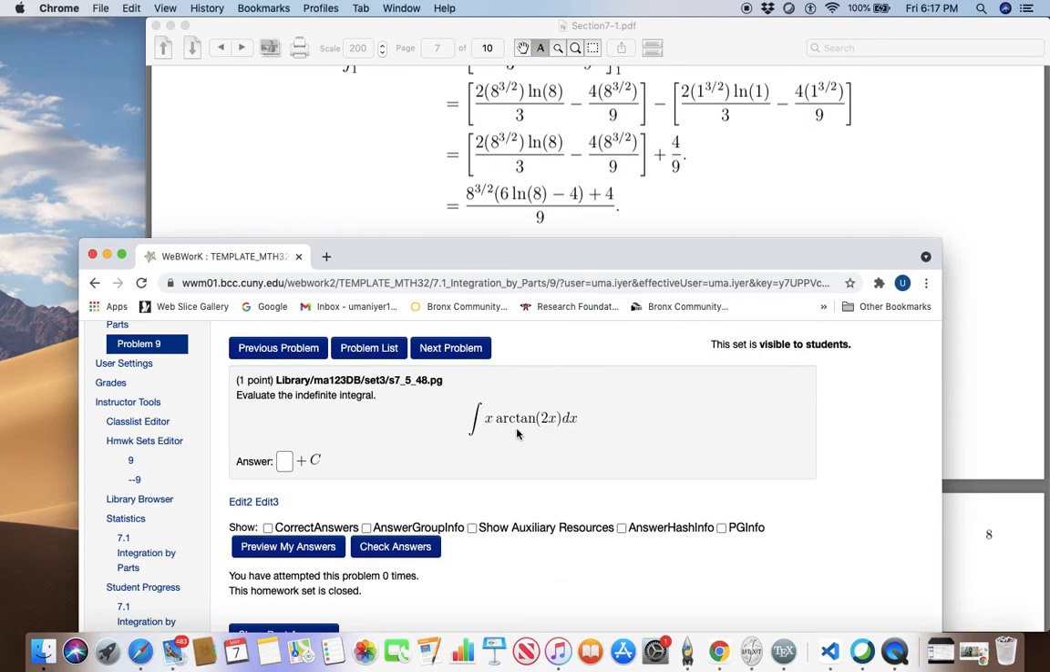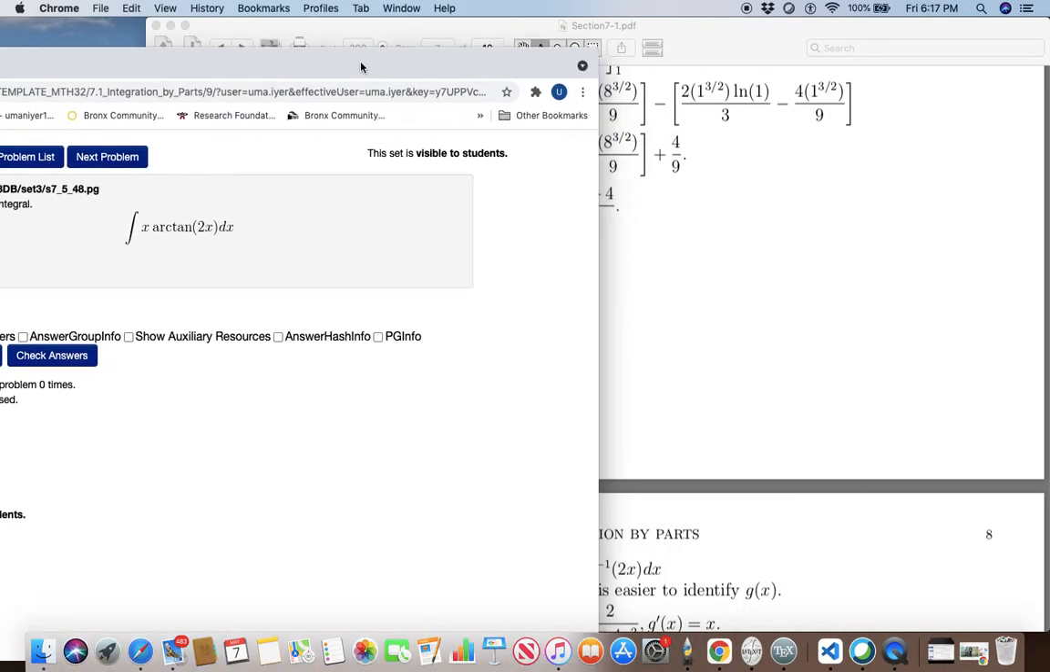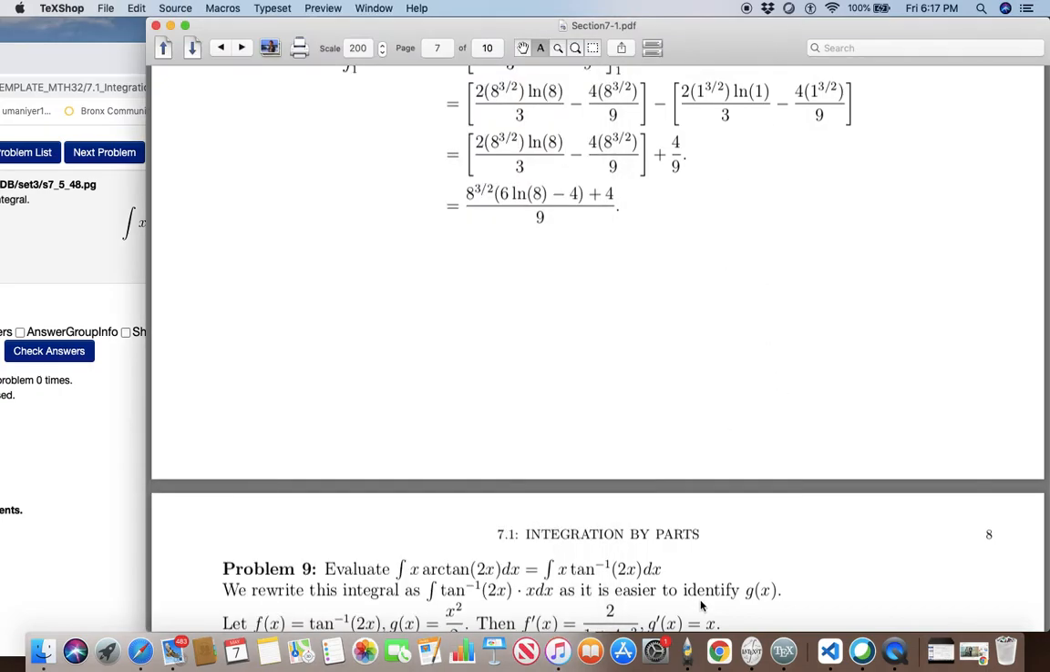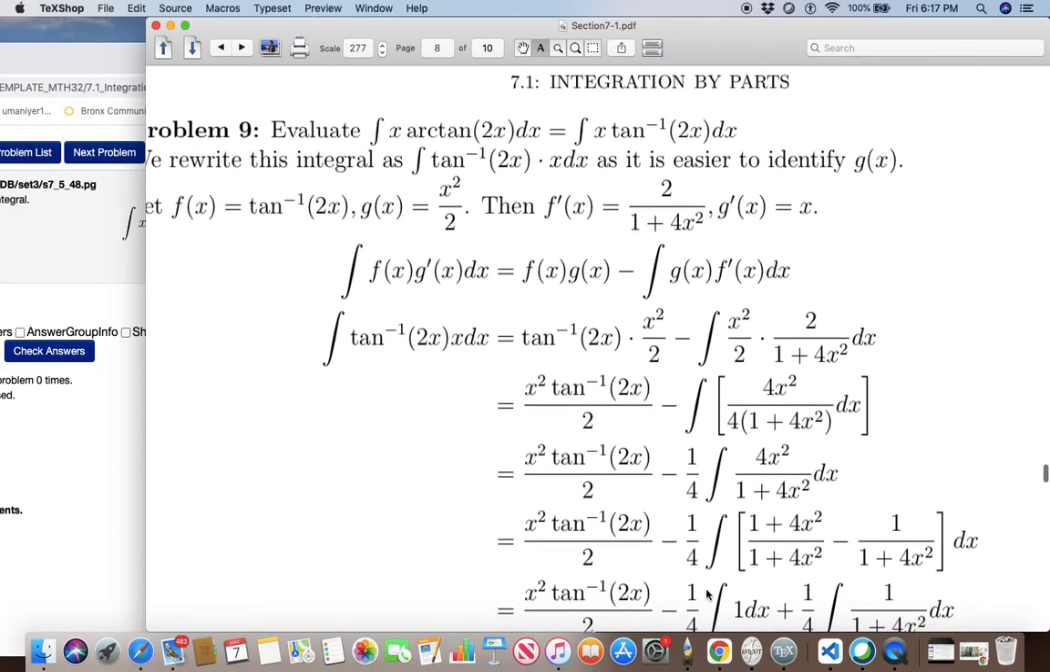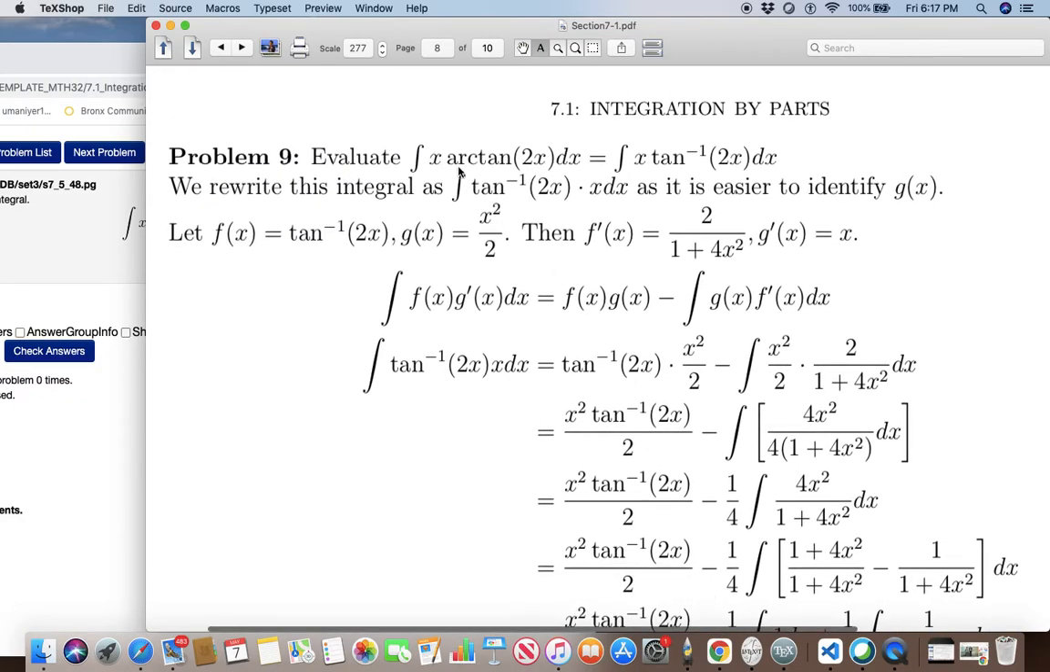Next, integral of x arctan 2x. Integral of x arctan 2x. Okay. Arctan, what is arctan? That's tan inverse of 2x. Rewrite it because you see it's difficult to find the antiderivative of tan inverse. So write that first and x later. So f is the first factor, g prime is the antiderivative of the second factor.